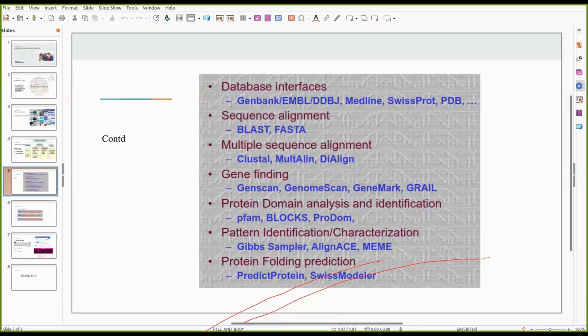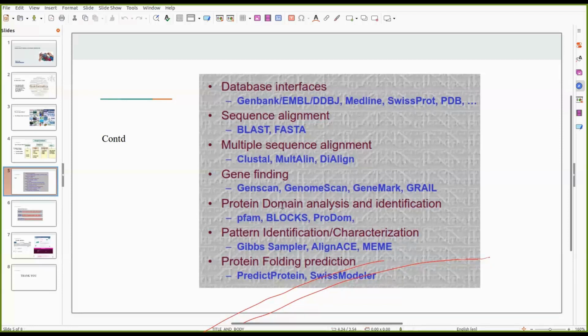By tomorrow, once we get to the practical or demonstration, we'll demonstrate how you can use BLAST to predict protein tertiary structure, and also other homology modelling software that you can use to predict protein tertiary structure if it's not yet crystallized. Multiple sequence alignment tools are ClustalW, MultiAlign, or DIALIGN, while for gene study, you have GENSCAN, GeneMark, and the likes.